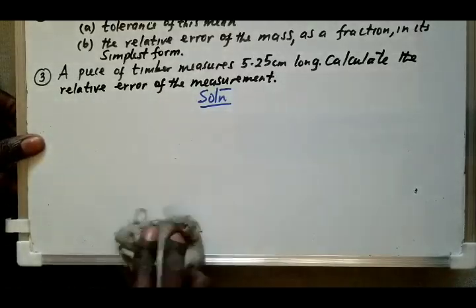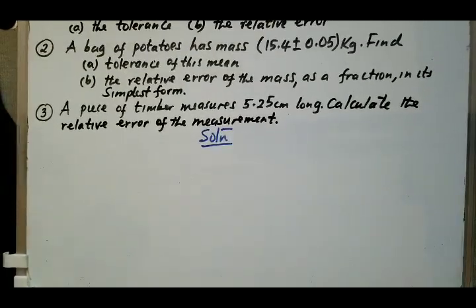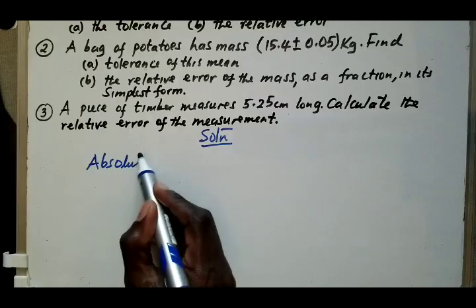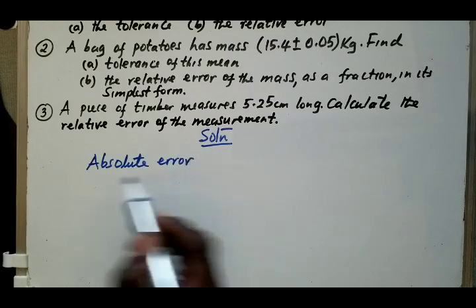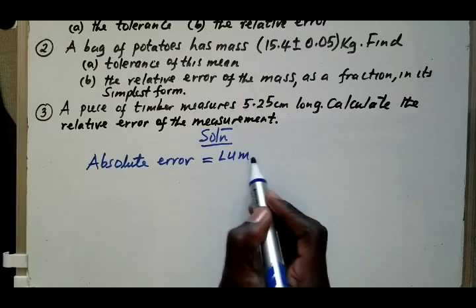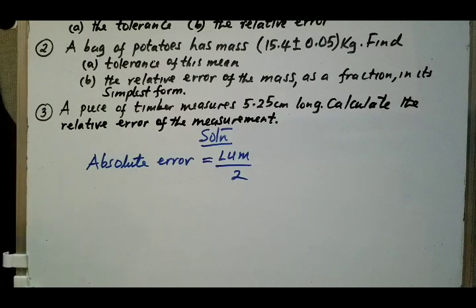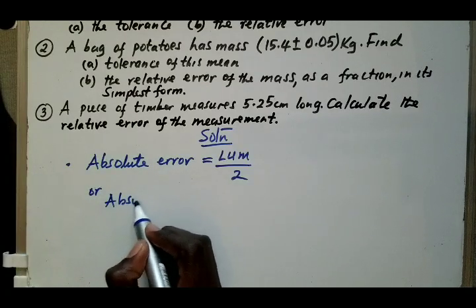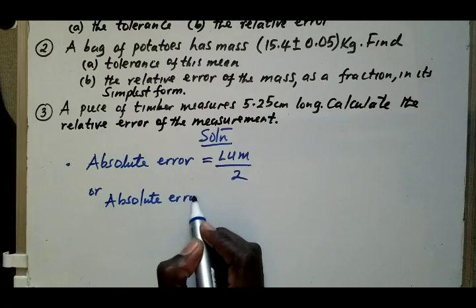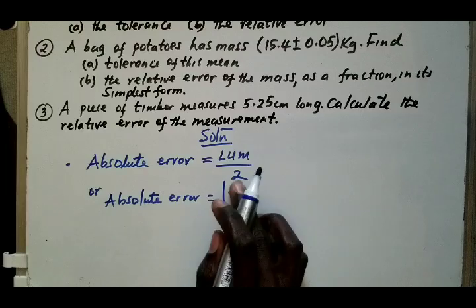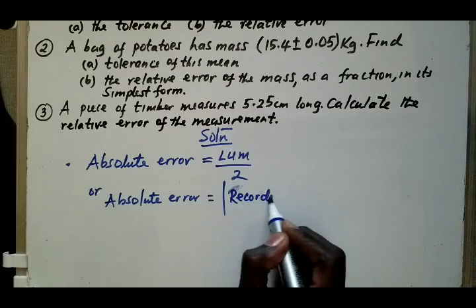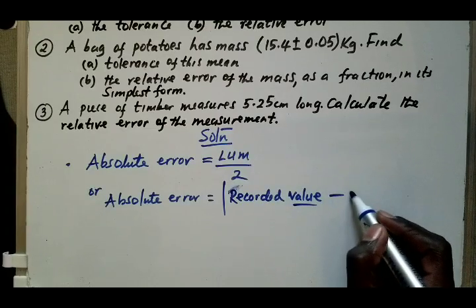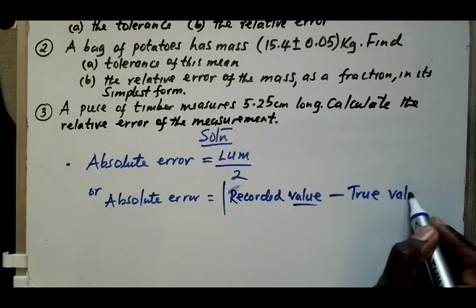Well, it is important, one, because it will help you to find the absolute error. With the absolute error, you get the least unit of measurement, then you always divide it by 2. So that's the way we get the absolute error. Another way of getting the absolute error is the modulus of the recorded measurement or value minus the true measurement, or the true value that you have.